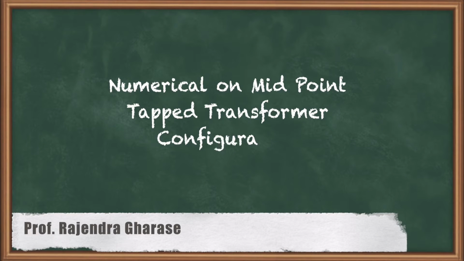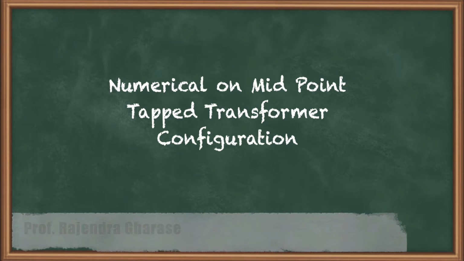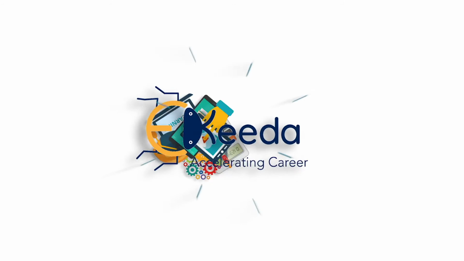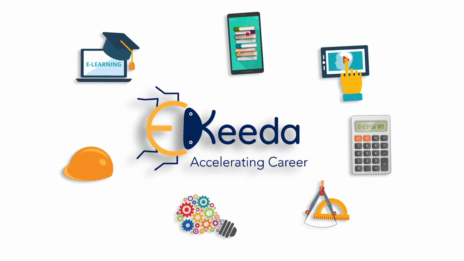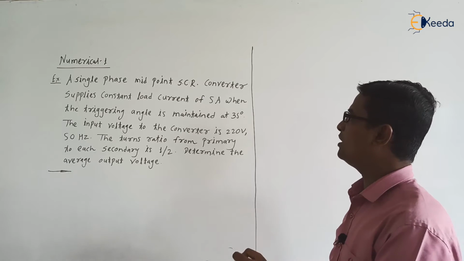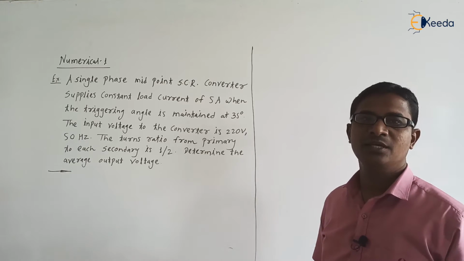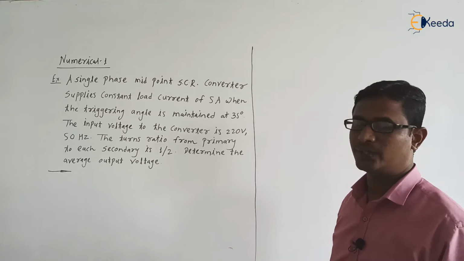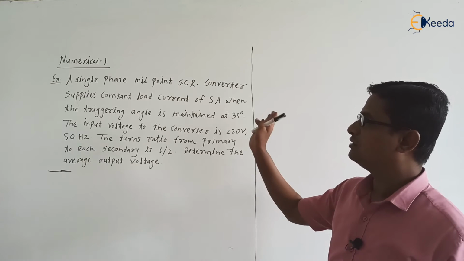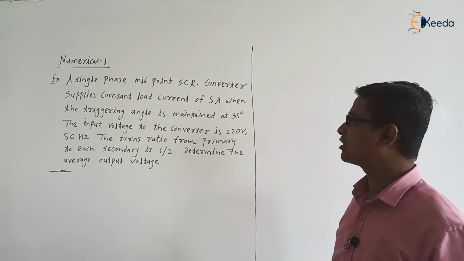Hello friends, in this video we are going to discuss the numerical related to single phase full wave controlled rectifier, center tapped transformer configuration. Okay, so let us read the example. A single phase midpoint SCR converter. Midpoint SCR converter means what? It is a center tapped transformer configuration converter, right? That is a rectifier. Supplies constant load current of 5 ampere.